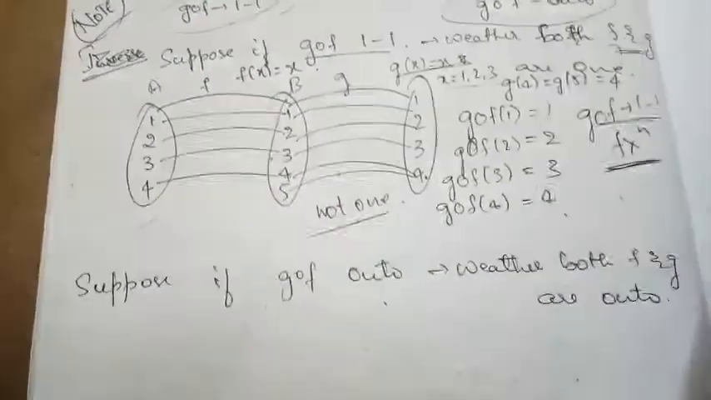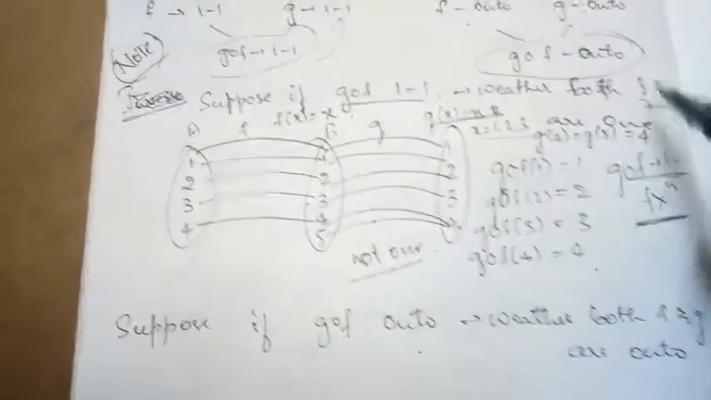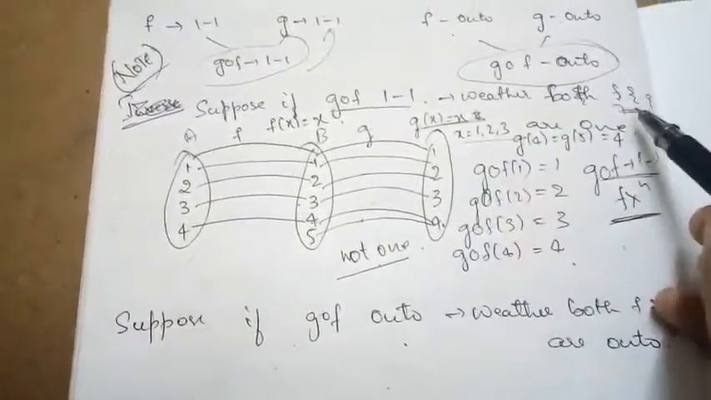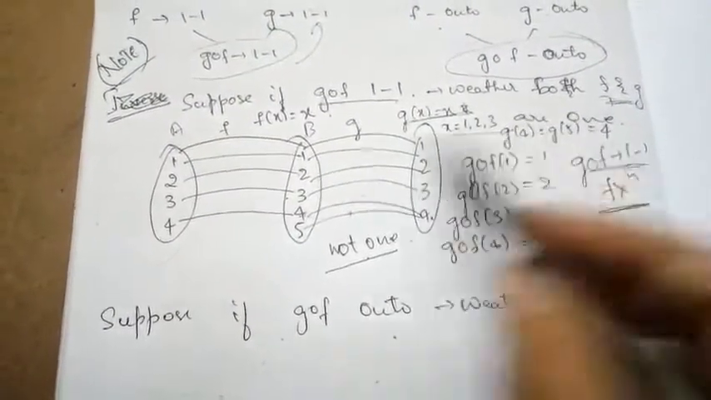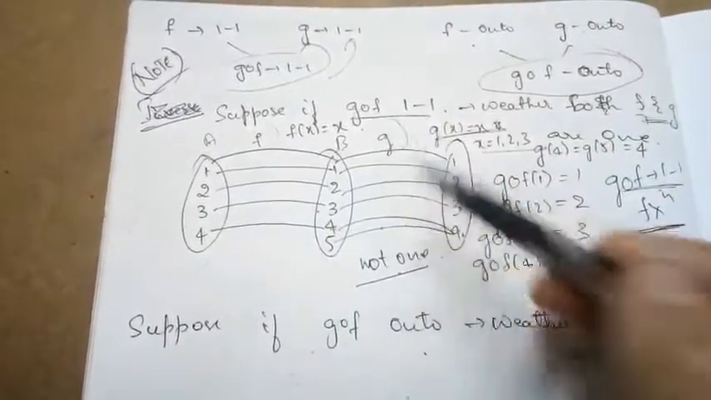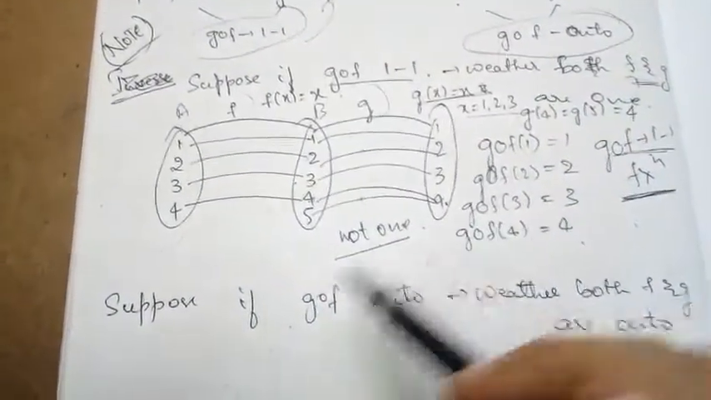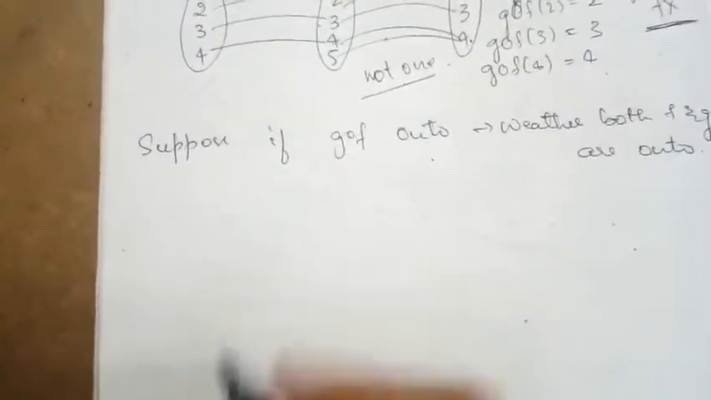It is not a must condition that f and g should also be one-to-one. If g of f is one-to-one, then f and g need not both be one-to-one functions. So now similarly let us check for the onto condition also.